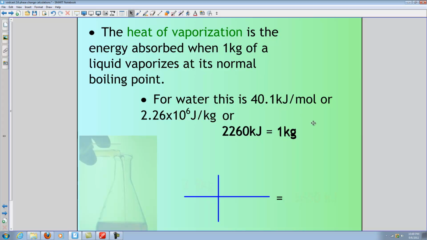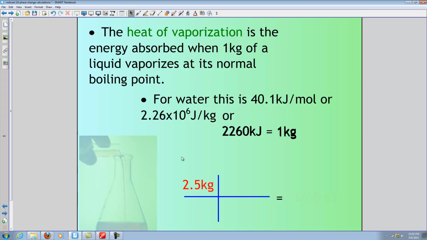For water, it's going to be 40.1 kilojoules per mole. And we haven't talked that much about moles yet, but we'll do that in the next section. Or, in terms that we've done so far, 2.26 times 10 to the 6 joules per kilogram. Or we could put that in conversion factor form. We could turn this number into kilojoules, and that gives us 2260 kilojoules, and that is equal to 1 kilogram. So to do a calculation, we would take our 2.5 kilograms, say; that's just an example, I'm pulling that number out of thin air.